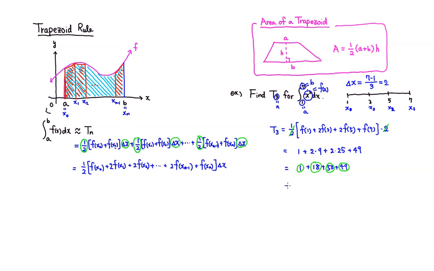So this comes out to be 118. So T3, the trapezoidal rule with n equals 3, comes out to be 118, which means that the value of this definite integral is approximately 118. All right, that's it. I hope that this was clear.